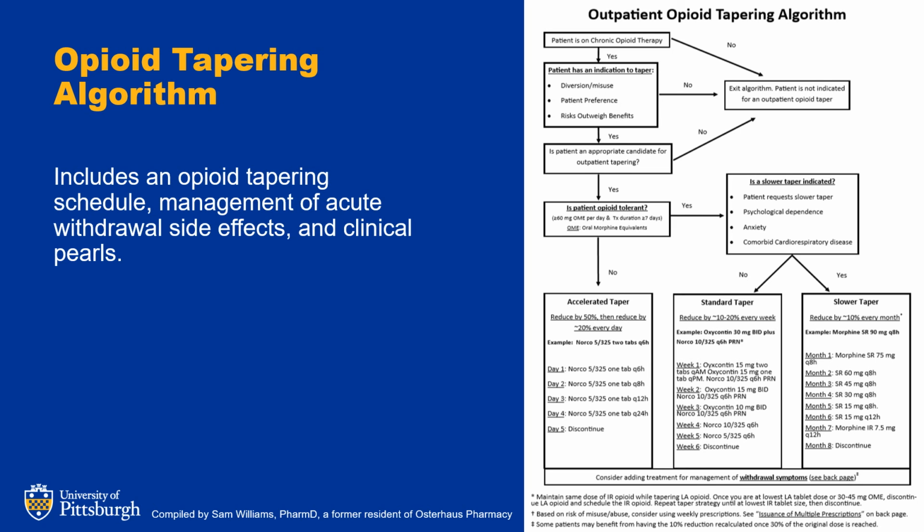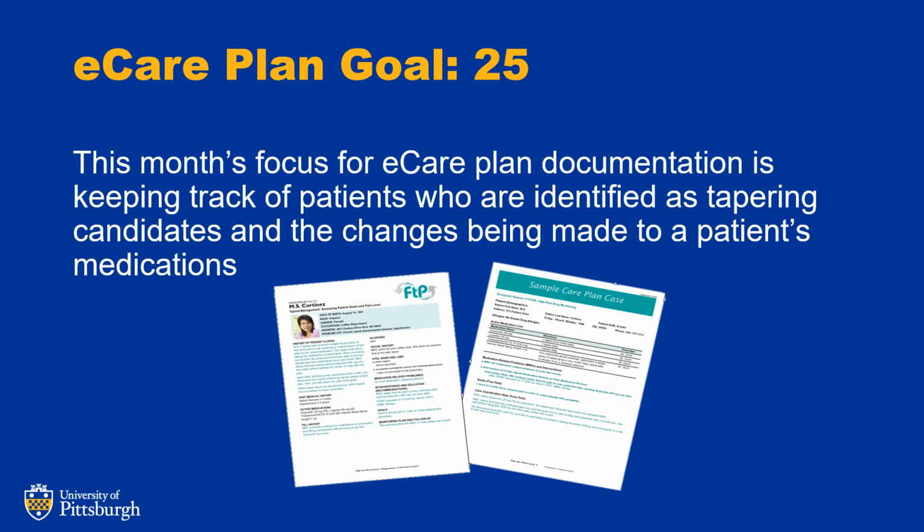This month's eCare plan goal is to submit 25 opioid-related care plans with a focus on targeting patients who are potential tapering candidates. In addition to the medication dose decrease intervention, you can also document these encounters as pain medication reviews.